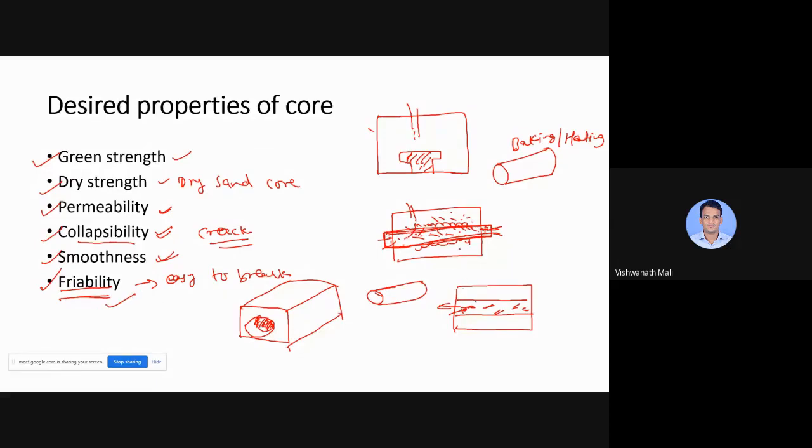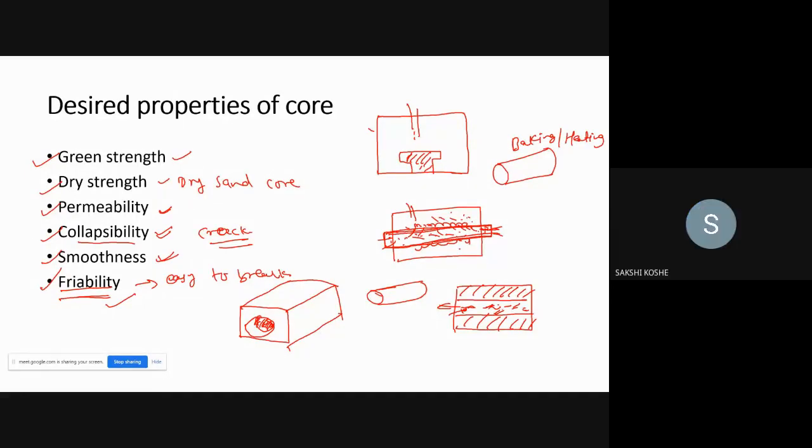And what is collapsibility? While solidifying, the molten metal will contract, and the core should not oppose that contraction. It should produce cracks, so it allows the solidified metal to contract freely. That is the difference. Collapsibility means producing cracks internally. Friability means it breaks while hammering. Collapsibility is automatically breaking or producing cracks, but friability is breaking when we are breaking it.